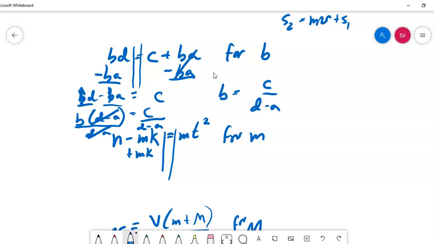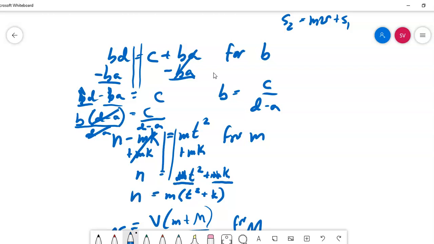Since the MK is attached on the left side by subtraction, I'm going to add it. The minus MK plus MK cancels to 0, so I get N is equal to MT squared plus MK. So now we're going to factor again. We look at what's common between here and here, and that's going to be an M. So I could factor out an M, so I cross it off on the list. And I put back in parentheses whatever isn't common. That's this T squared plus K. That's all equal to N.